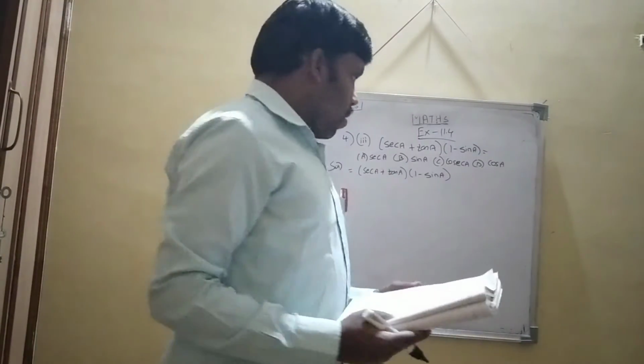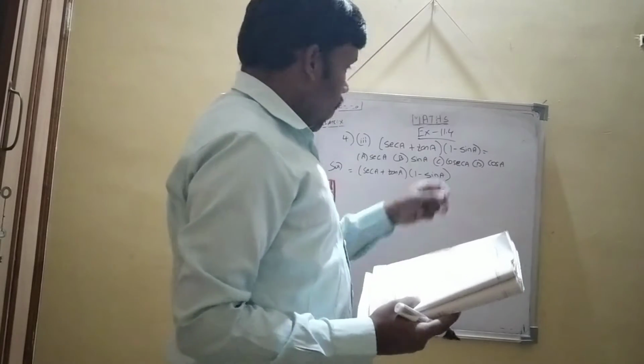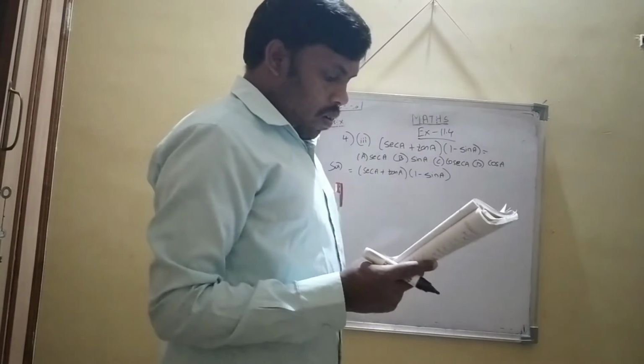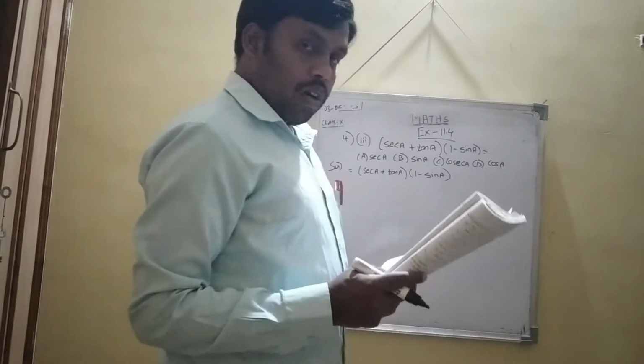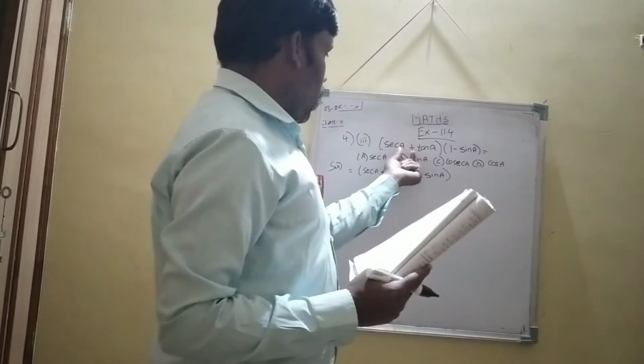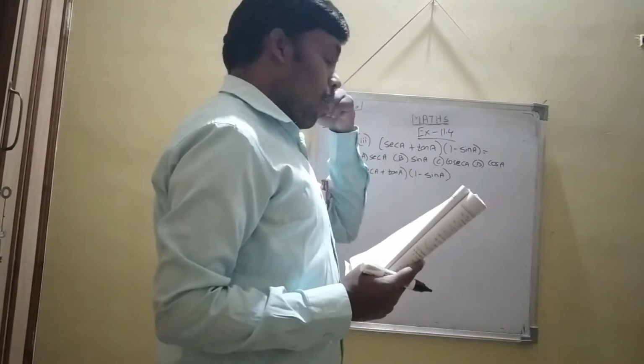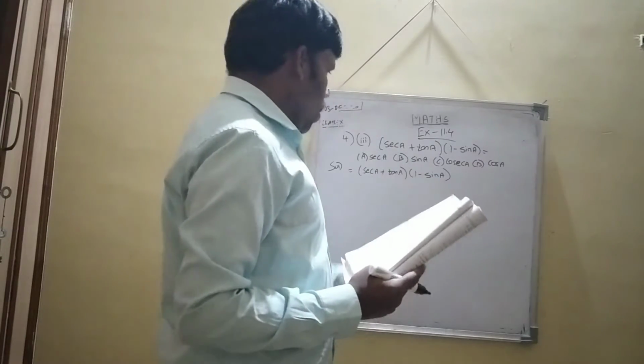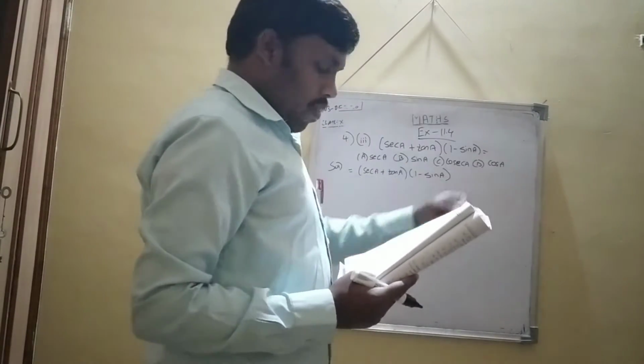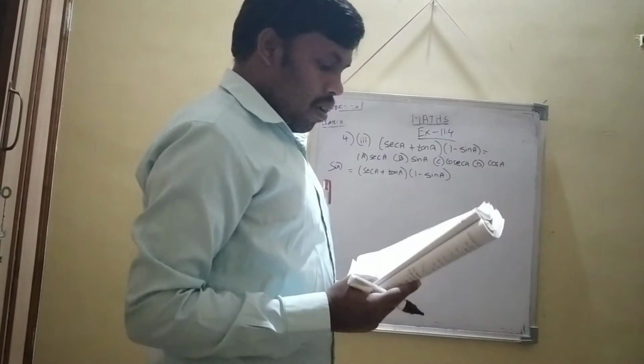We will go to the third sub question, Exercise 11.4. The question is, we will choose the correct answer. We have to find the value of (secant A plus tan A) into (1 minus sin A). Four options are given, and we have to find which is the correct option.